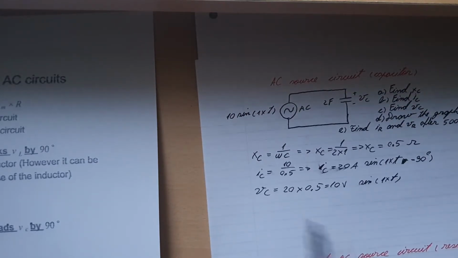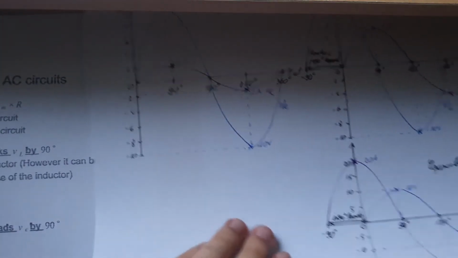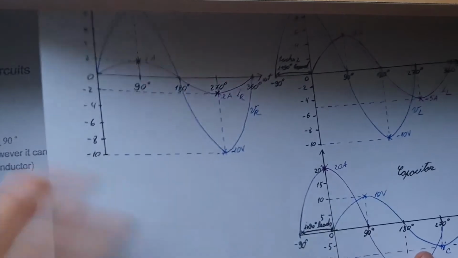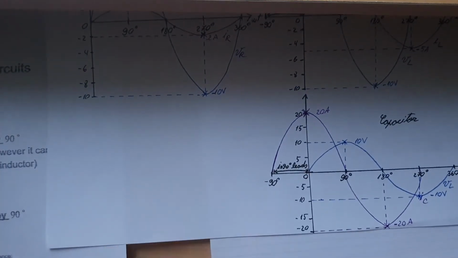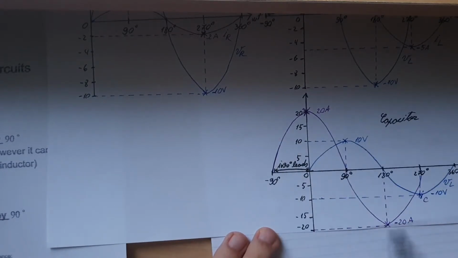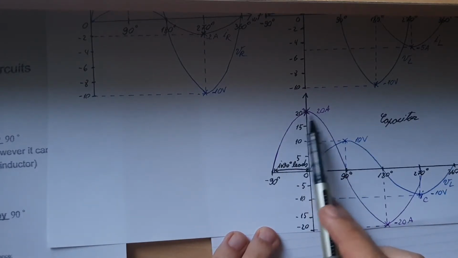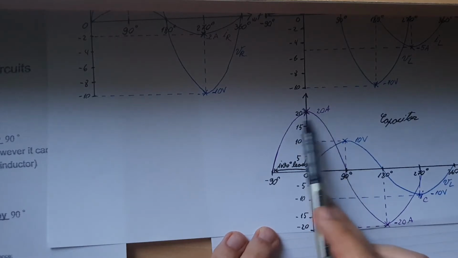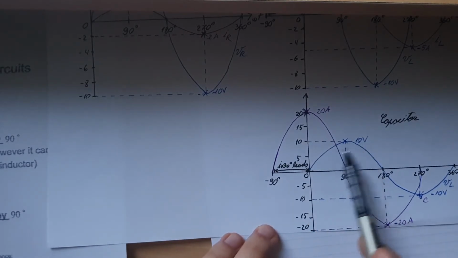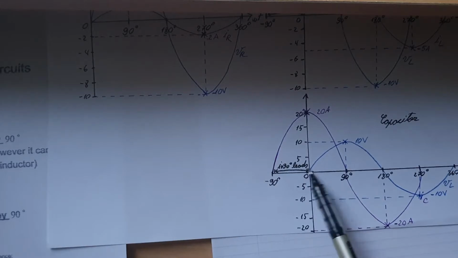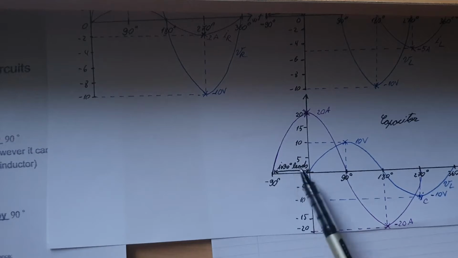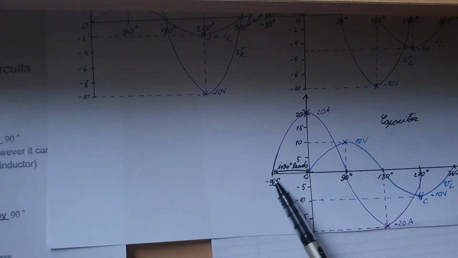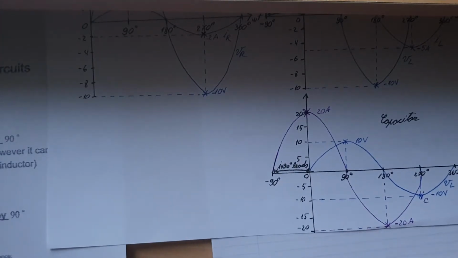But anyway, next step is to draw the graph, which I did in here. Very similar to the inductor graph. Just give me a second to, there you go. Very similar to the inductor graph. Simply the current goes a lot higher. Instead of going to 5 amps, it goes all the way to 20 amps, and the voltage here will be 10 amps, and it will lead by 90 degrees, so the current will be behind the voltage by 90 degrees. So it starts at minus 90 while the voltage starts at 0.